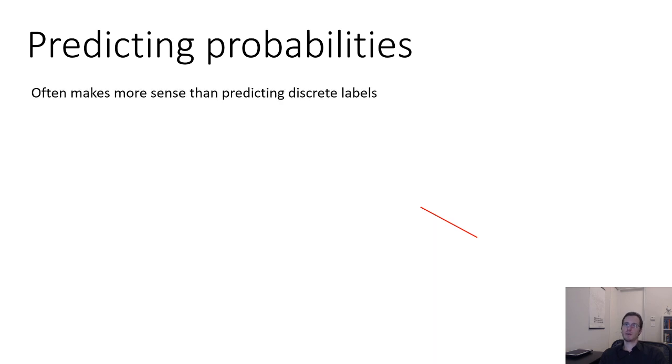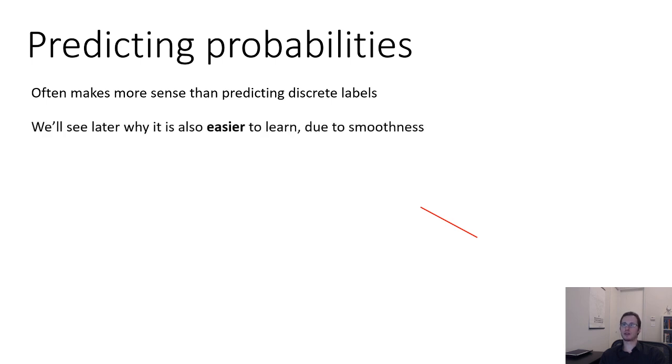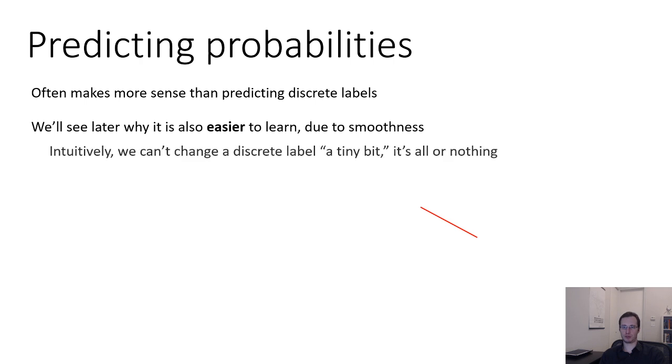All right, so predicting probabilities often makes more sense than predicting discrete labels. And we'll see later that it's also actually easier to learn if we predict probabilities rather than discrete labels because of smoothness. Intuitively, we can't change a discrete label a tiny bit. Like we can't modify our theta values and see if the label becomes a little bit more correct. It's kind of all or nothing.